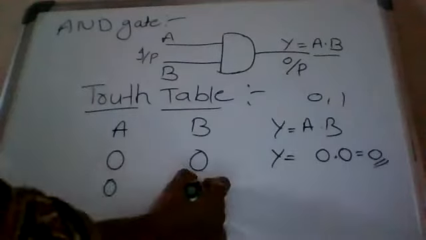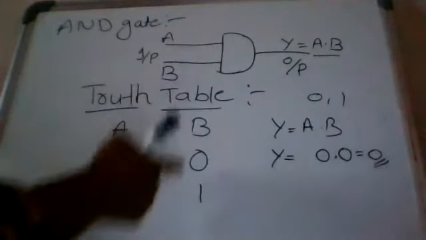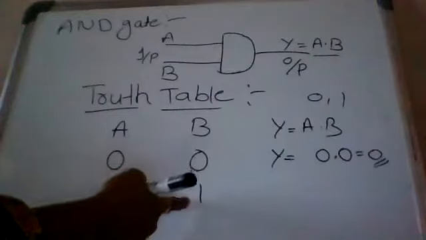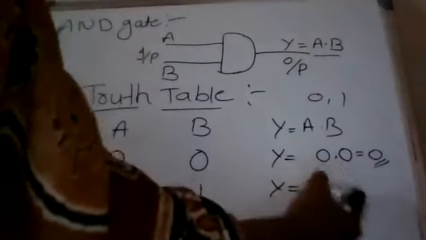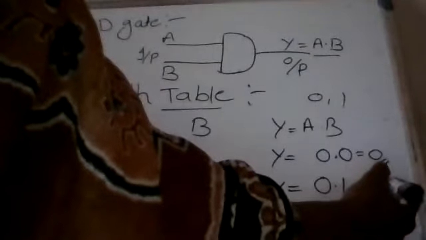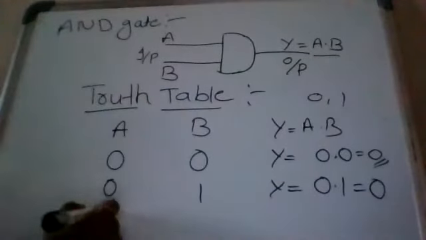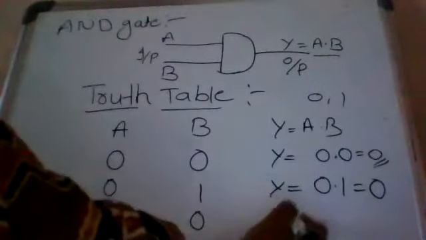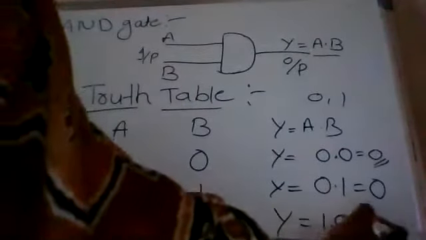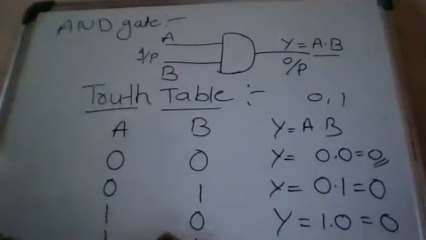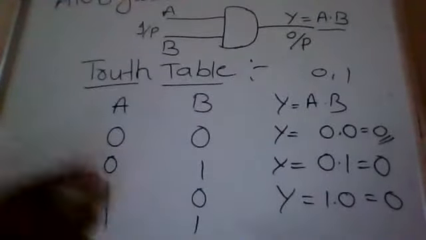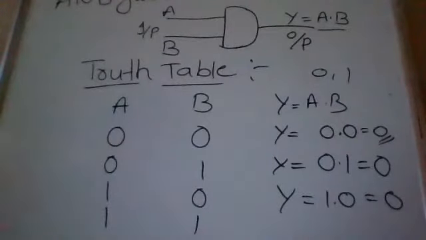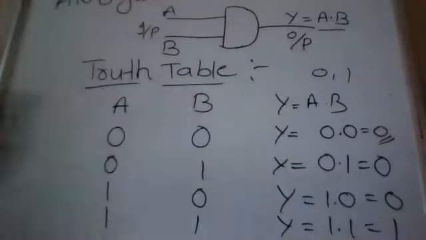Next 0 1 condition. A input is 0, B is 1. What is the output? Y equal to 0 dot 1, which is also 0. Next another case, 1 0. A input in 1 condition, B input in 0 condition. Y equal to 1 dot 0 equal to 0. Next 1 1 condition. Both are in 1 condition. We get output Y equal to 1 dot 1 equal to 1.